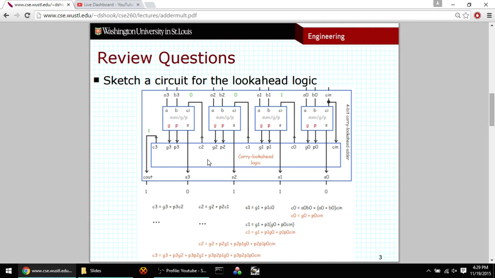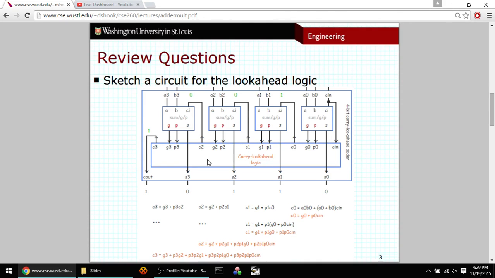If I know that P1 doesn't propagate, then anything that has P1 in it is instantly gone, right? So I'm actually computing things way ahead of time, whether or not I'm going to propagate or generate a carry bit. So I'm going to know whether that carry bit's coming long before the actual sum is even computed. Does that make sense? Does that make sense to you guys?